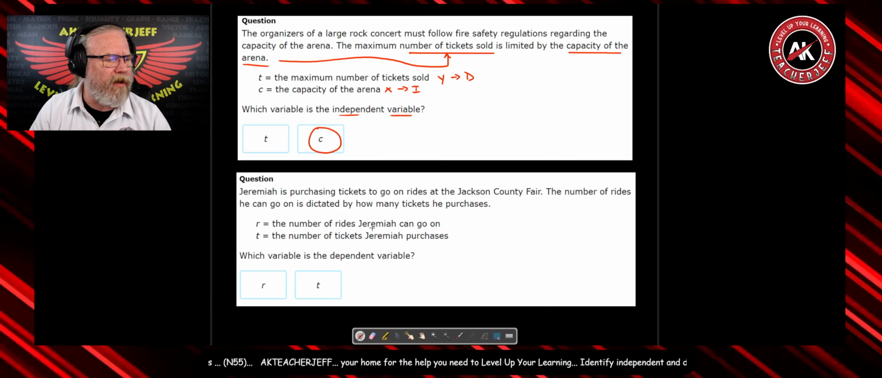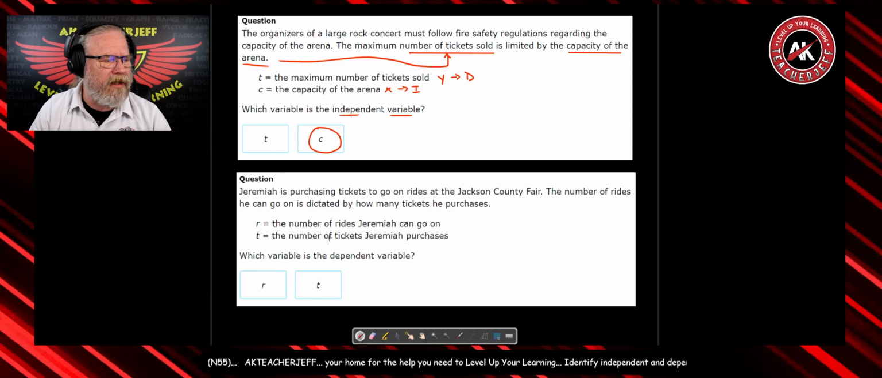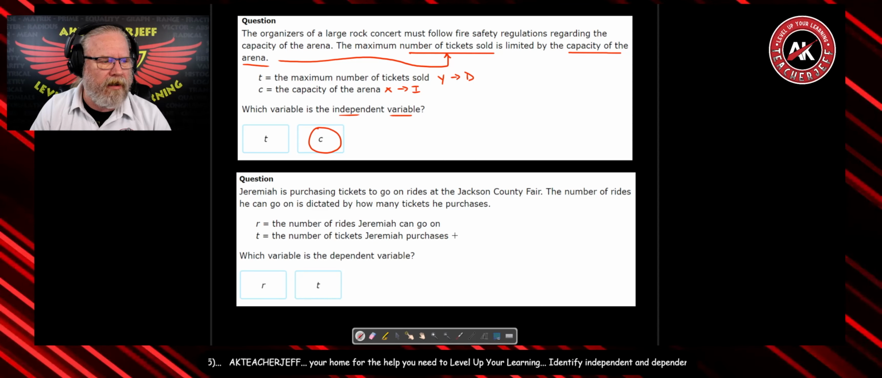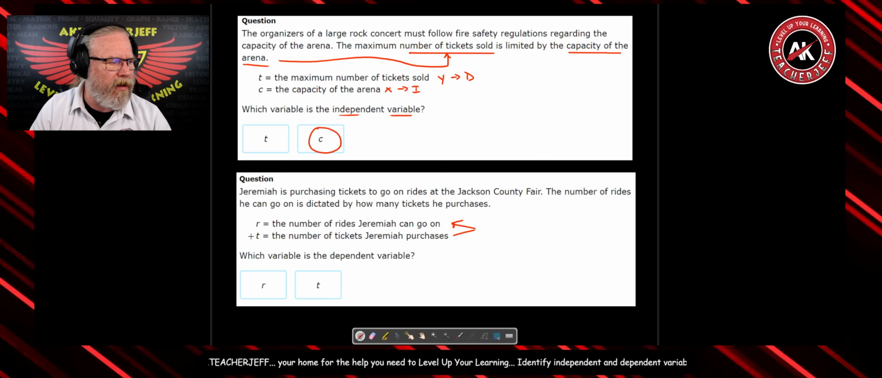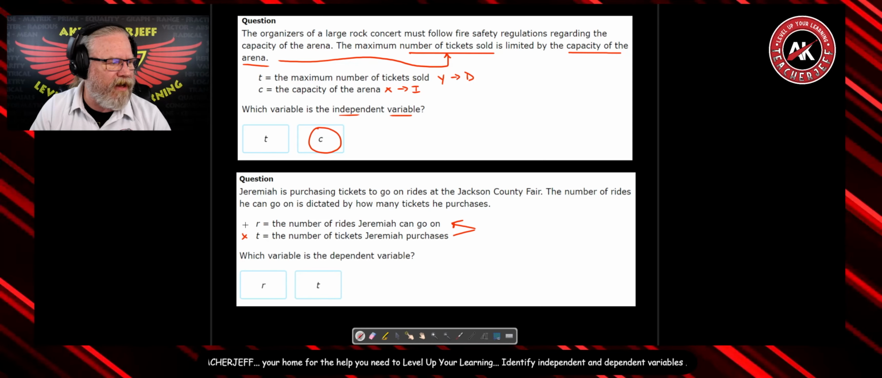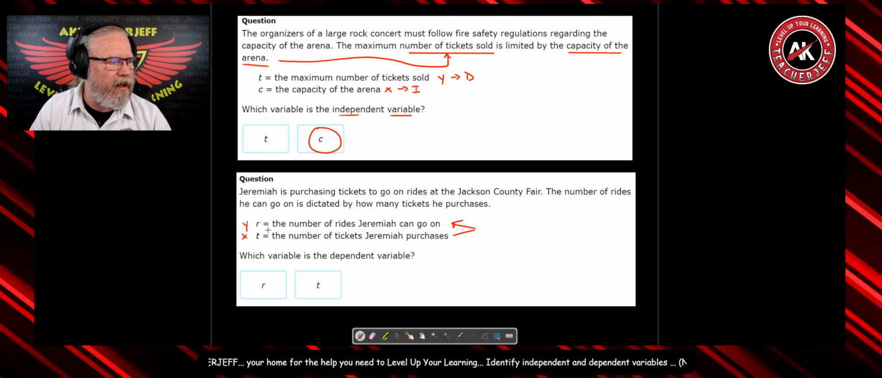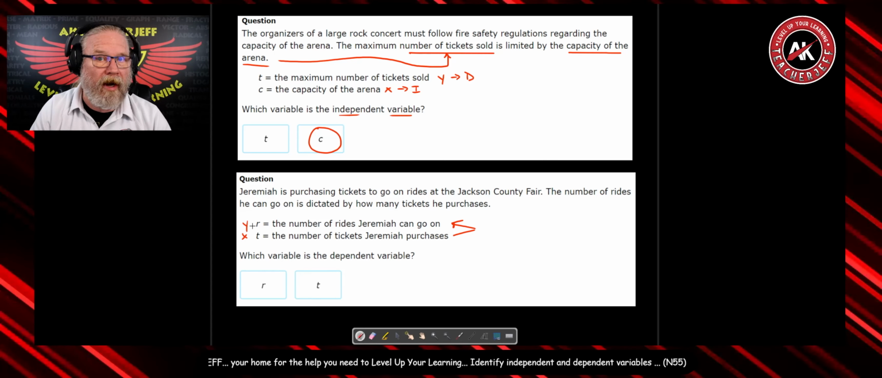So R is the number of rides that he can go on. T is the number of tickets that he purchases. Well, the number of tickets that he purchases is going to determine how many rides he can go on. So we know that the T is our X value. The R is going to be our Y value.